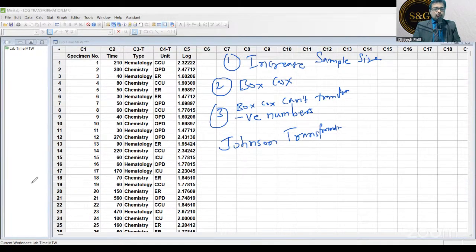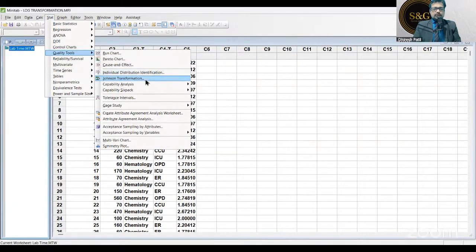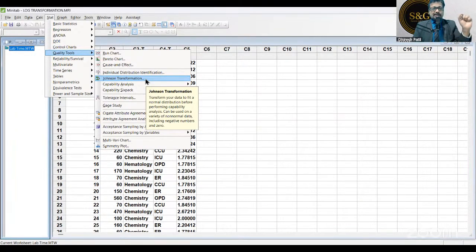Now, how do we go for Johnson transformation? Let's have a look at it. Go to Stat, Quality Tools, Johnson transformation. Just follow this: Stat, Quality Tools, Johnson transformation.